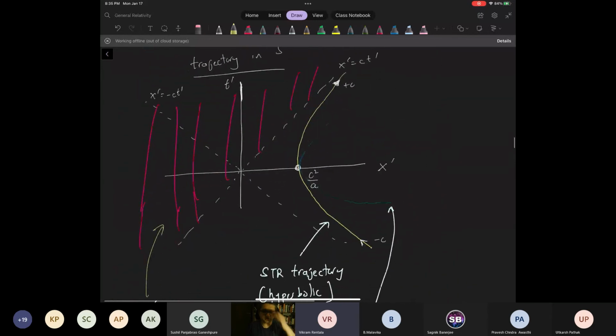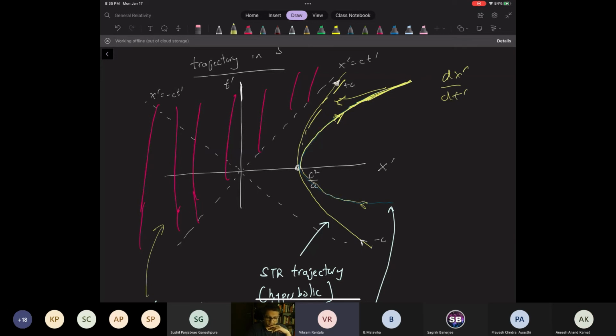Okay, so if I draw the trajectory of this particle, this is the particle with the hyperbolic asymptotes. And if I draw the parabola, it would have looked like this. You can see that the slope of this parabola goes on decreasing, which means the speed goes on increasing. The speed is dx prime by dt prime. So if the trajectory were parabolic, the speed would go on increasing.